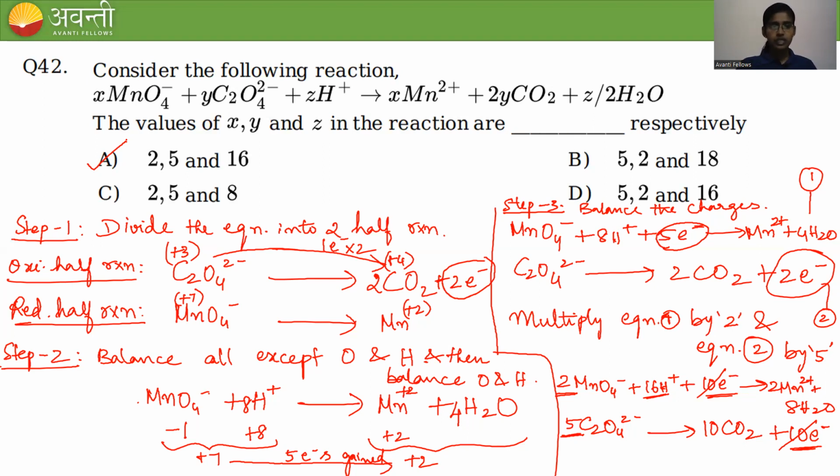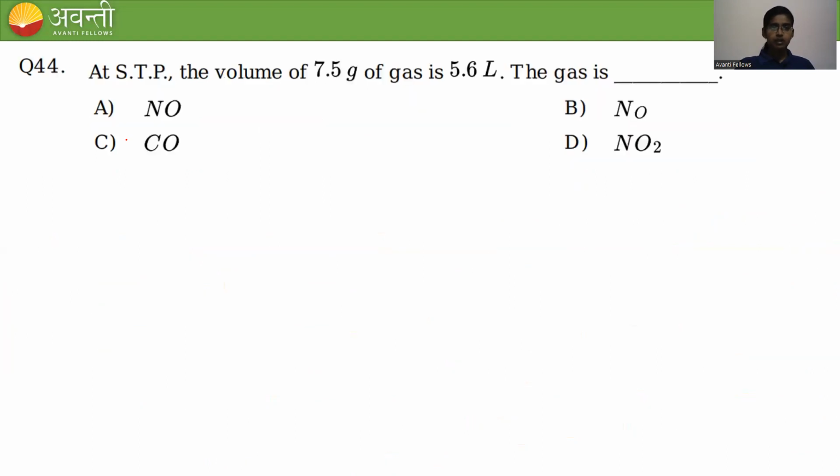Now coming to the next question. Question number 44. At standard temperature and pressure, the volume of 7.5 gram of a gas is 5.6 liter. We have to find out the gas. Option A is NO, and option B is N2. Option C is CO and option D is NO.